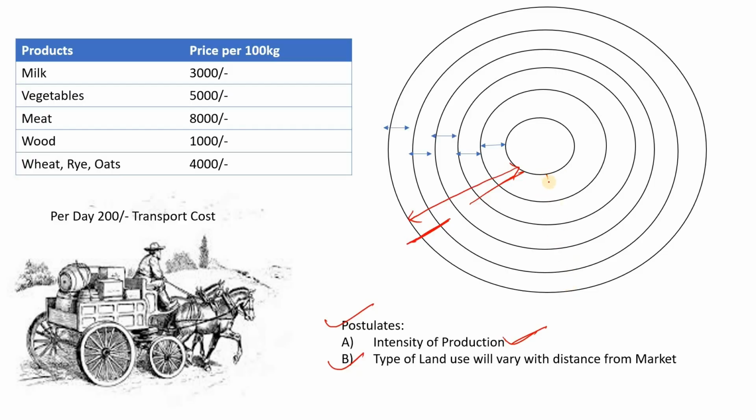He is saying that if you are in the nearest place to the market, then you are going to produce something that will give you more returns, like vegetables. As you can see, vegetables are giving you a lot of returns. So what are you going to farm? You are going to farm vegetables here. You are going to farm milk here, like that. And one more confusion you might get, that meat is also giving us a huge amount of money. Then why should we do livestock farming in the exterior area of the ring?